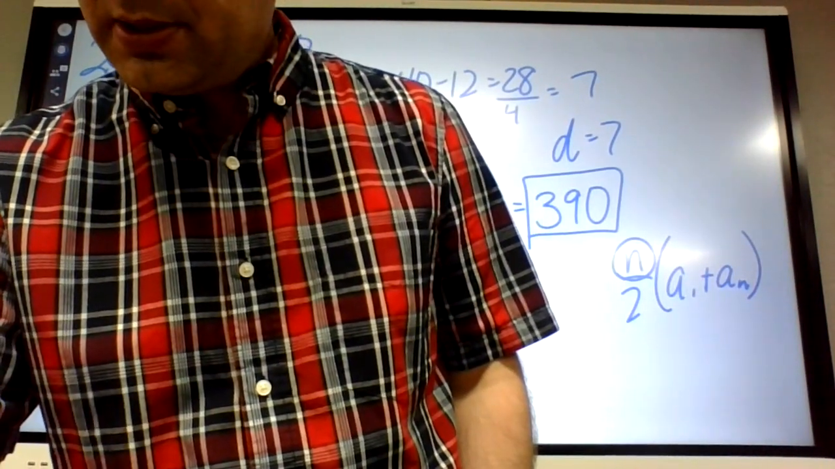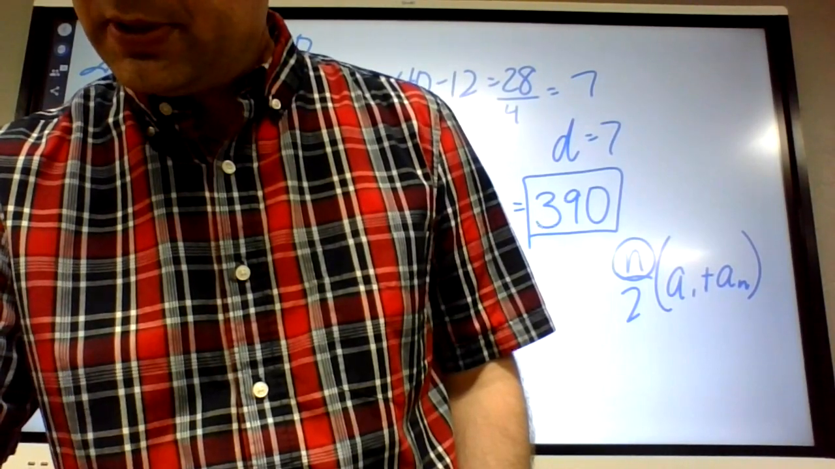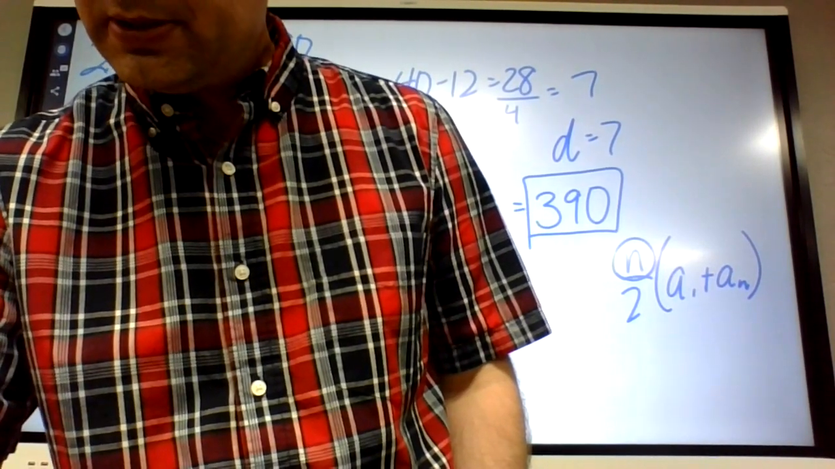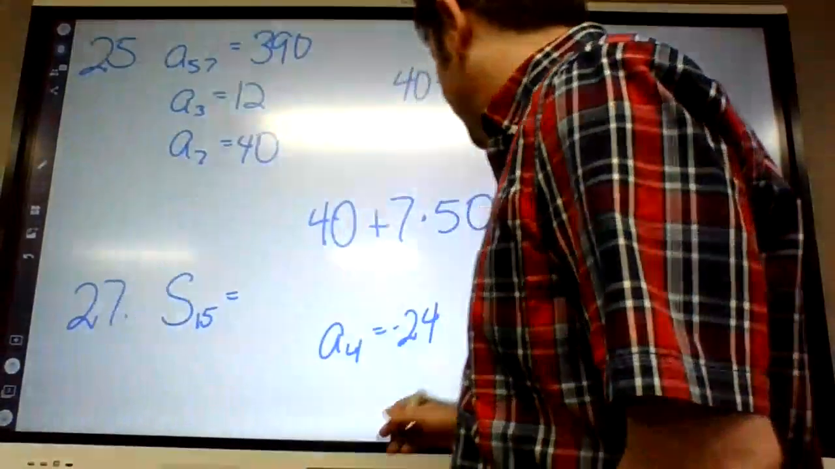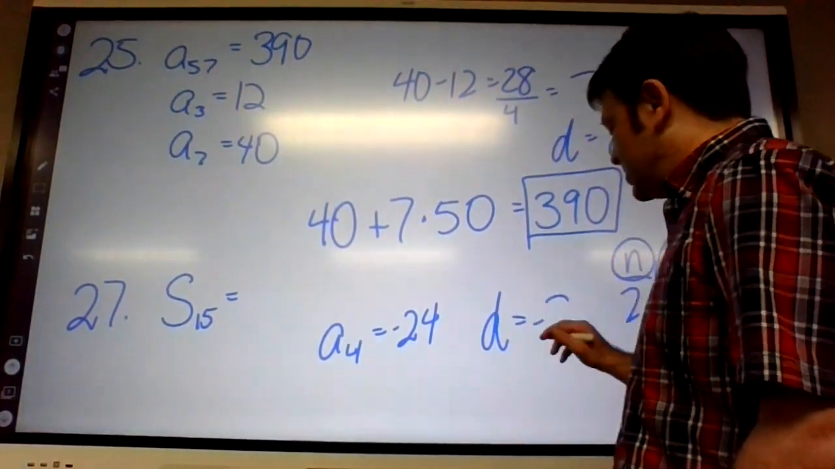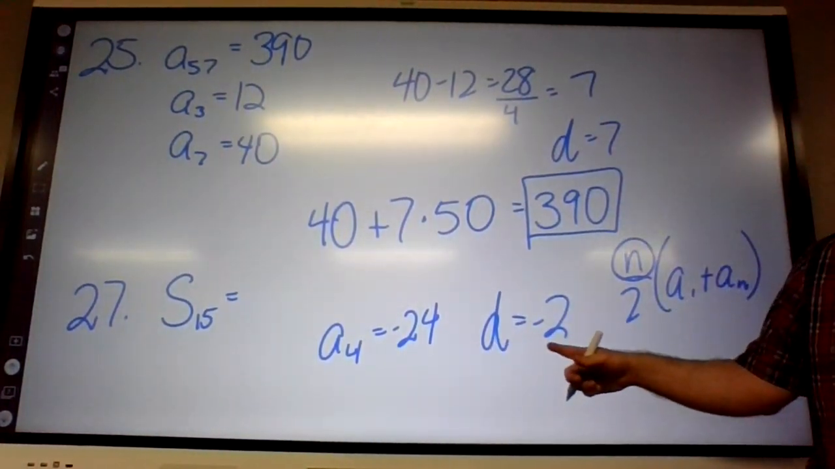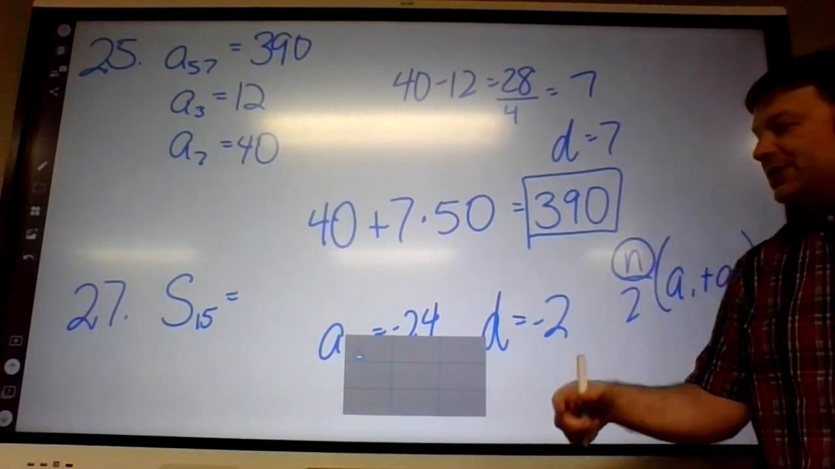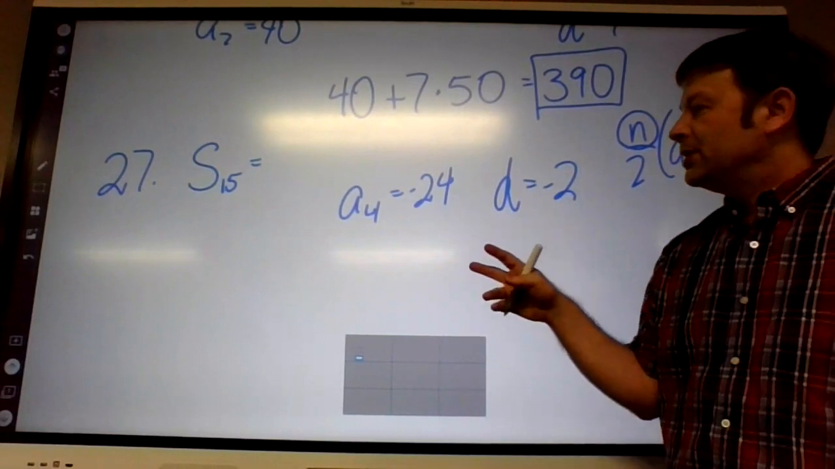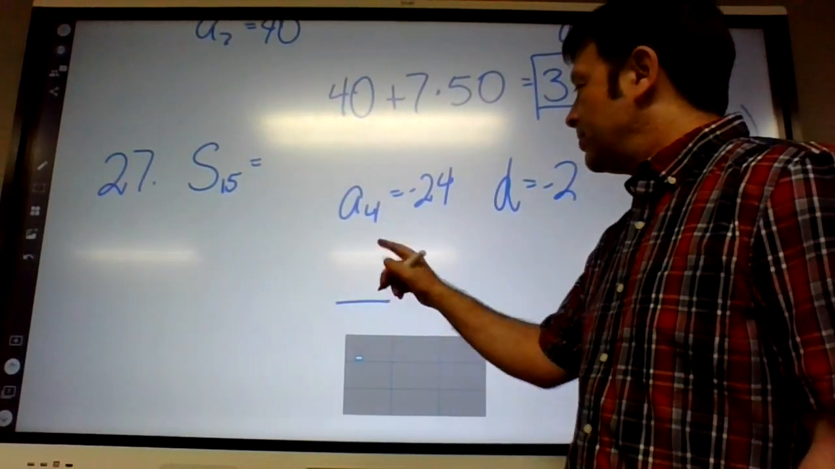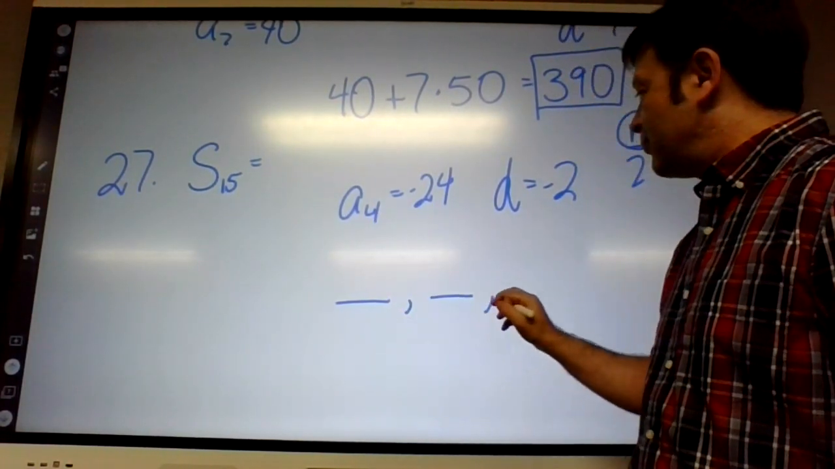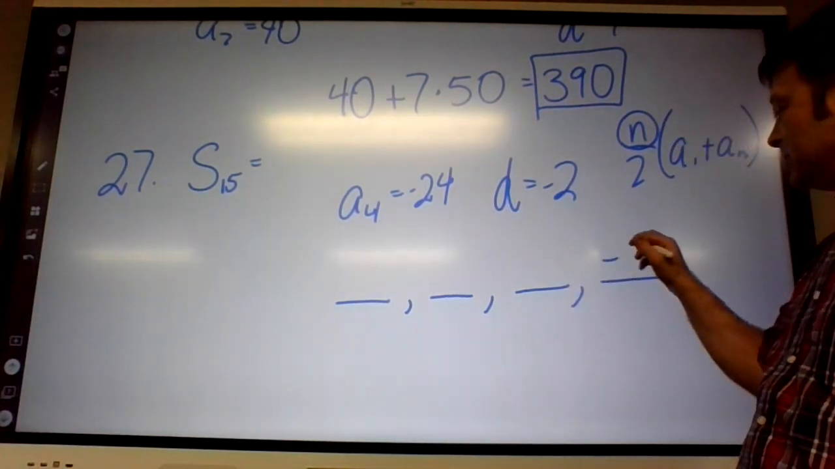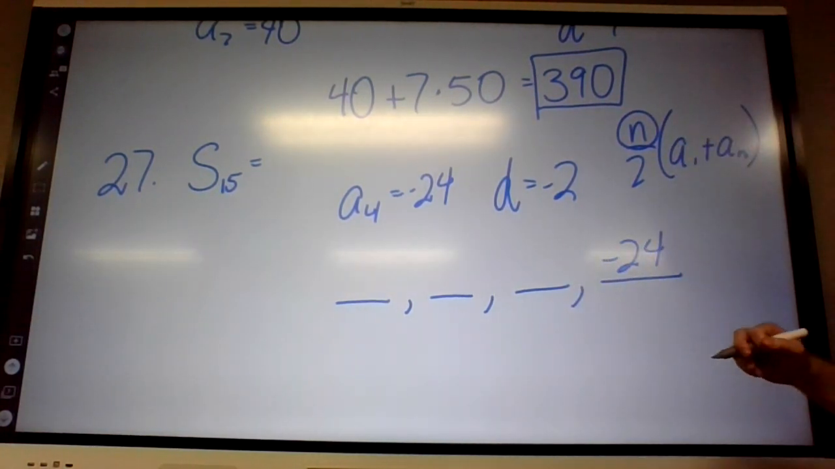All right, and what's the other one? Oh, d equals negative 2. What does d equals negative 2 mean? It goes down. The common difference is negative 2, so they're adding negative 2, or you could say subtracting 2 every time. So a sub 4 means the fourth term is negative 24.